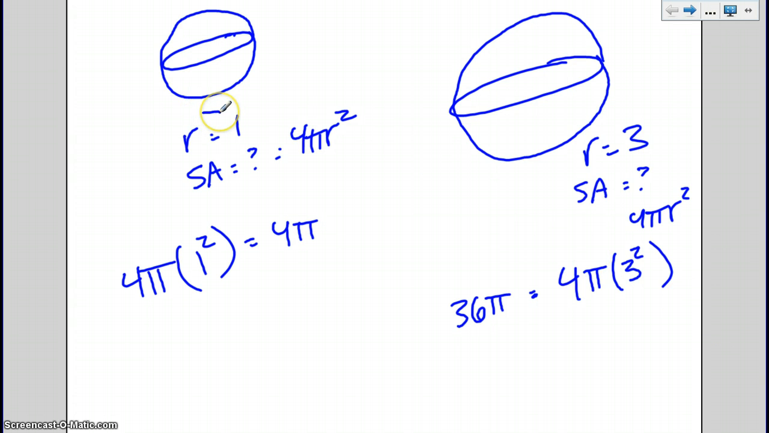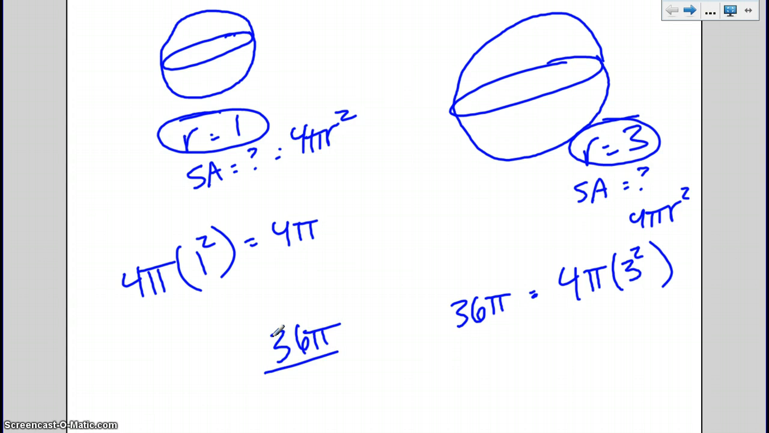So my radius changed by a scale factor of 3, then that means my surface area better have changed by a scale factor of 9. So did it? Let's check. 36 pi divided by 4 pi better equal 9. I'll say that one more time. My radius tripled by a scale factor of 3. My surface area changed by a scale factor of 9.